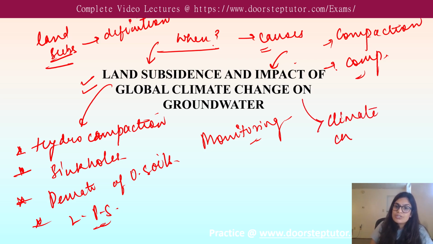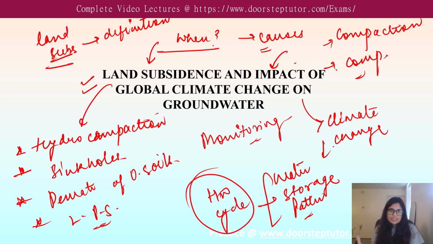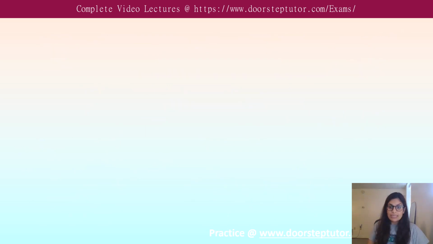Then towards the end, I'm going to discuss how climate change is affecting the water storage pattern throughout the entire water cycle. You know that climate change is happening and there are a lot of effects which we see, correct? But what are the effects on groundwater sustainability and how is the aquifer sensitive to climate change? We are going to discuss that. So let's start now, by understanding the definition, the causes and concepts.